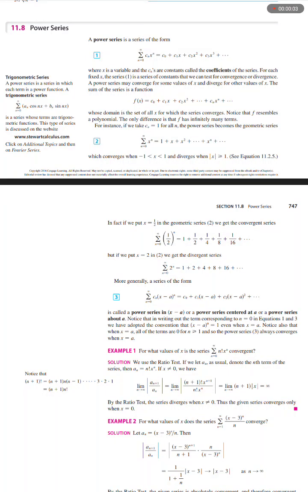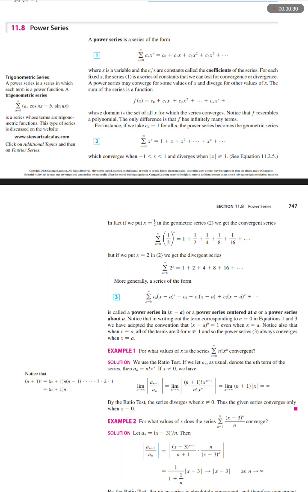11.8 Power series. A power series is a series of the form the sum from n equals 0 to infinity of c_n x^n equals c_0 plus c_1 x plus c_2 x squared plus c_3 x cubed plus ellipsis, where x is the variable and the c_n's are constants called the coefficients of the series.